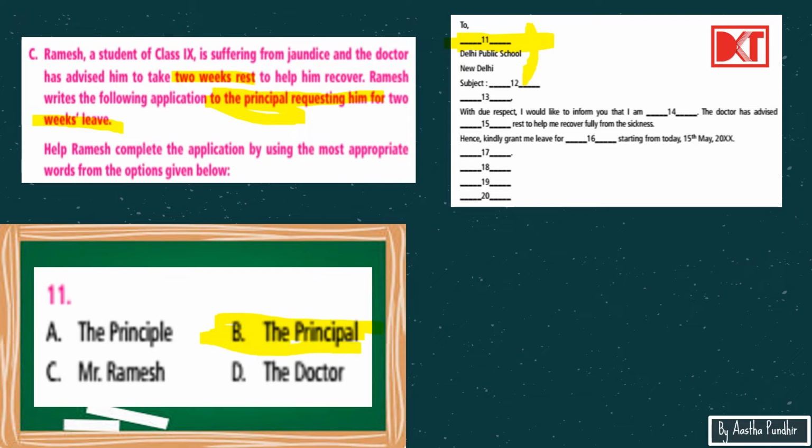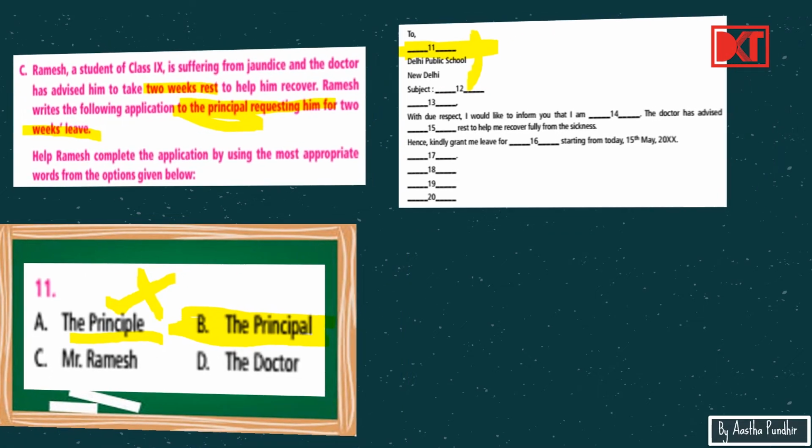Now the correct spelling of principal is this, P-R-I-N-C-I-P-A-L. This one, A, P-R-I-N-C-I-P-L-E, is actually a noun which refers to values. My principles, my values, my morals, my ethics. So this is incorrect, okay? These are homonyms, principal and principle. You should be careful about it, okay? So to the principal, Delhi Public School, New Delhi.